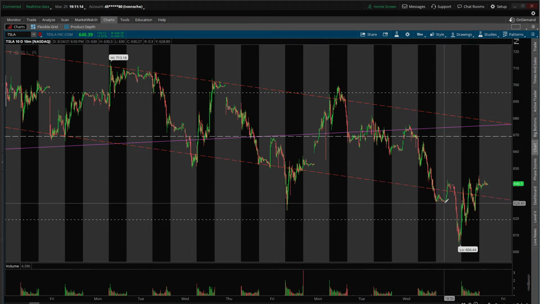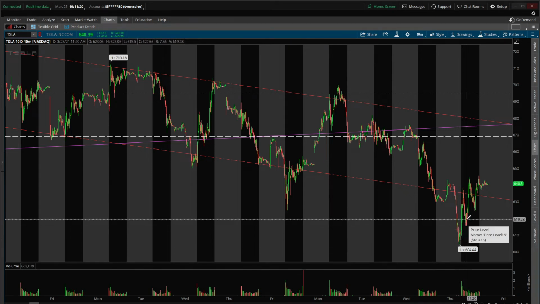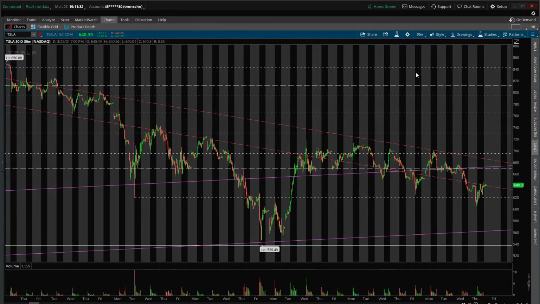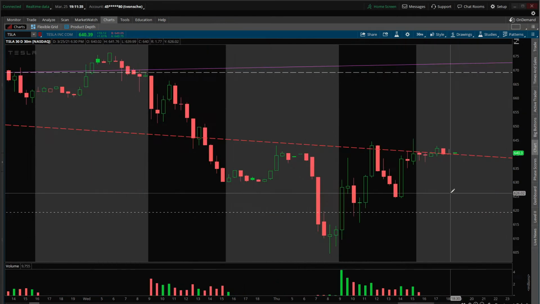So today, after a little bit of a pre-market pop and significant drop, we opened all the way down here below the support line and have struggled to get back into the channel, and it actually looks a little bit different on this chart than it did on the 30-minute chart that we were just looking at, as you can see here.